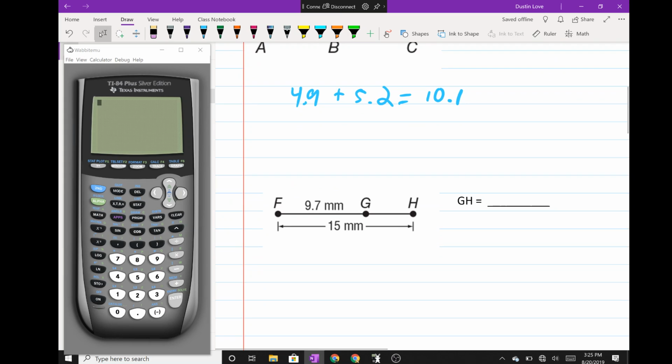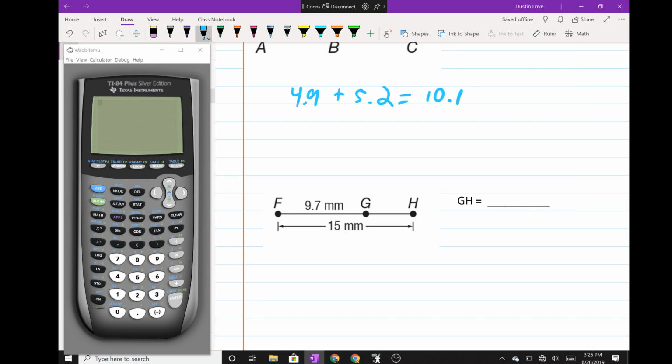However, what about if I give you the whole distance and I'm asking you to find a shorter one? Okay, so here I want you to find GH. What am I going to do? Subtract. Yeah, we're going to subtract them instead of add them.